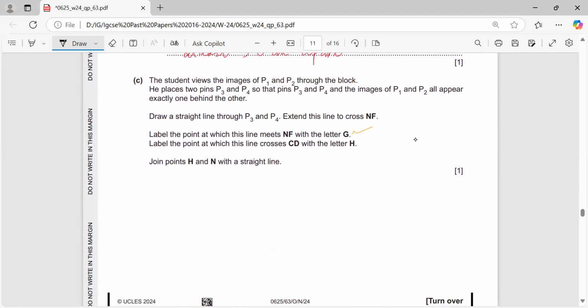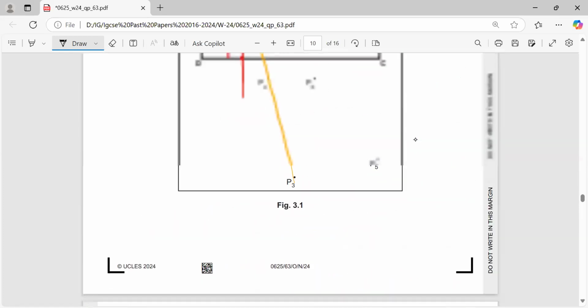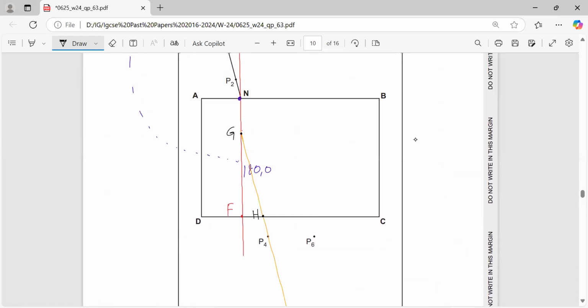Join the points H and N with a straight line. Which points? H and N. Where is H? This is H, N is at the top, so I need to join them with a straight line. So I'm going to do the same thing, from N to H.